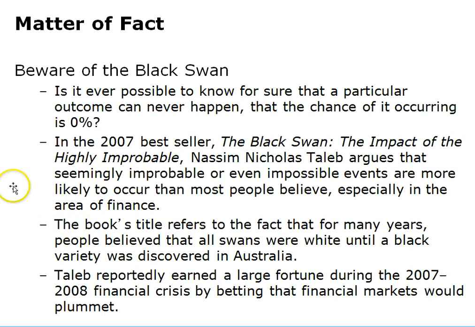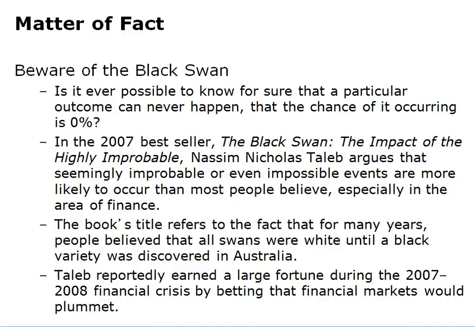As a matter of fact, if we look at the black swan, is it ever possible to know for sure that a particular outcome can never happen, and that the chance of it occurring is 0%? So in the 2007 bestseller, The Black Swan, not the movie, the book, based on finance, the impact of the highly improbable, the author argued that a seemingly improbable or impossible event is more likely to occur than most people believe, especially in the area of finance.